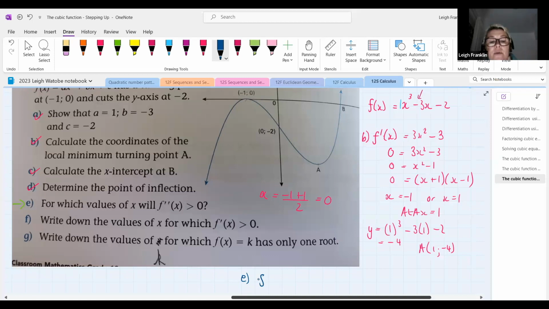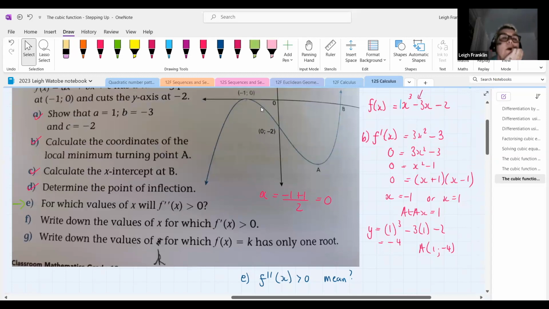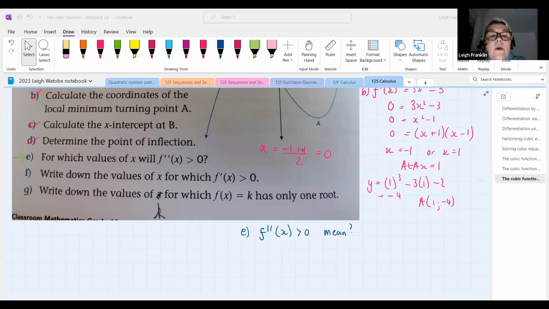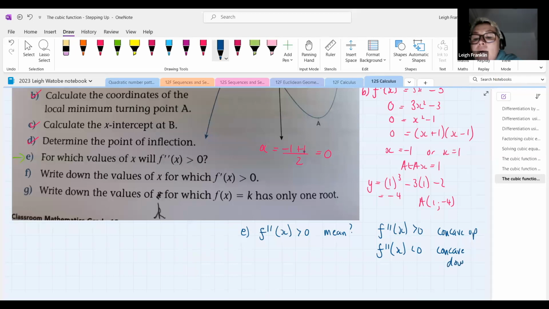Can anybody tell me, what does f prime prime x greater than 0 mean? Sedalia? Ma'am, they're asking where the graph of the second derivative is bigger than 0. Sure, absolutely. That's one way of looking at it. They are saying to you, for which values of x is the graph concave up? Remember, if f prime prime x is greater than 0, that is concave up. If f prime prime x is smaller than 0, that is when it is concave down.